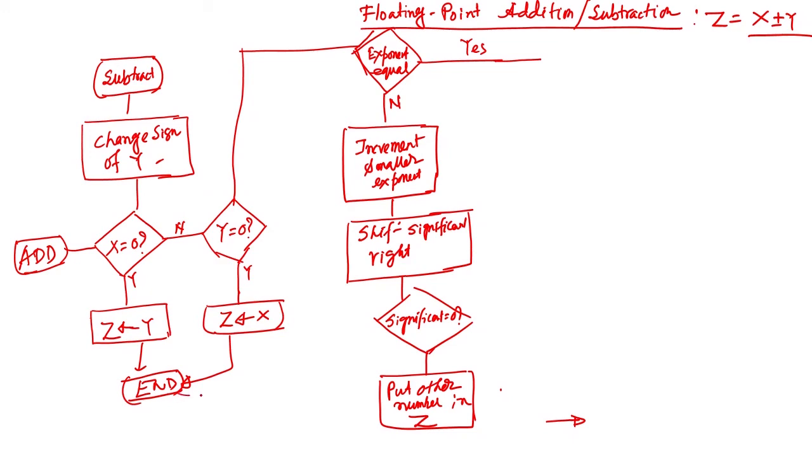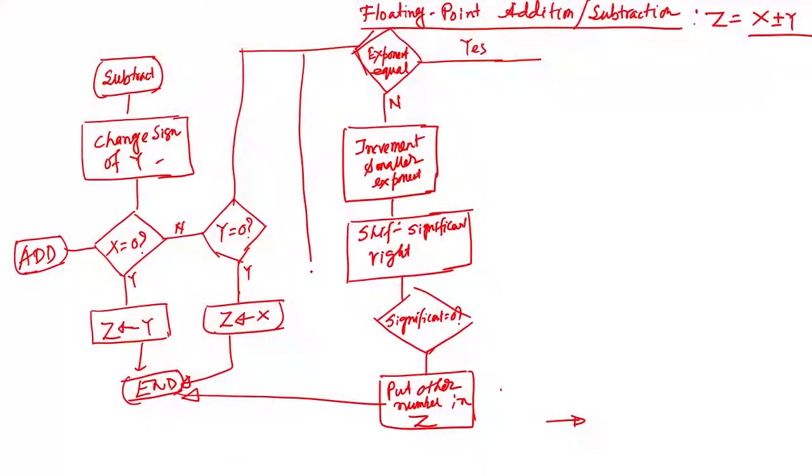And then end. If the significant is not 0, then we have to check whether it is aligned, whether the exponent of both numbers is the same. If the exponent is not the same, let us say we started with 2, x is having this one and y is having 10 to the power 4, then again we have to proceed one more step in this part.